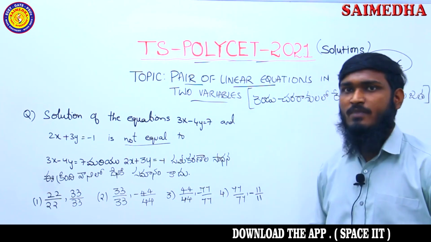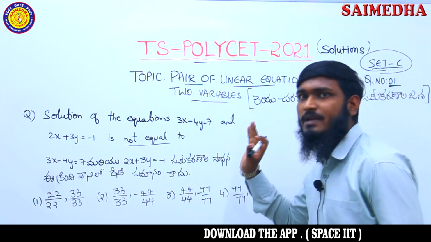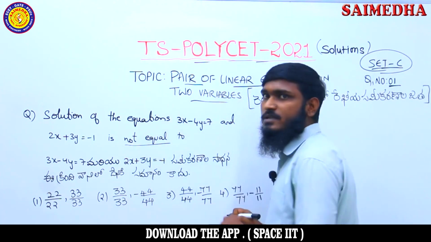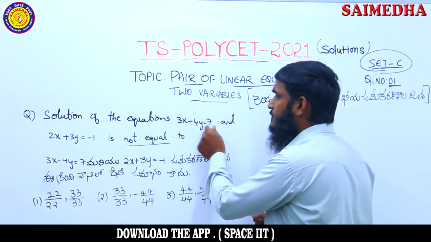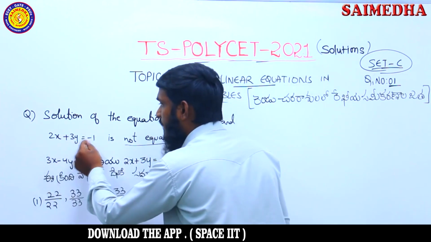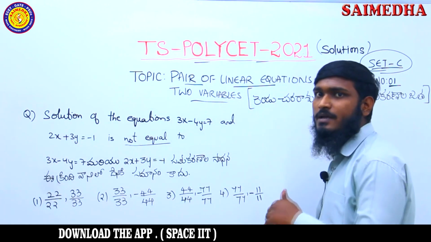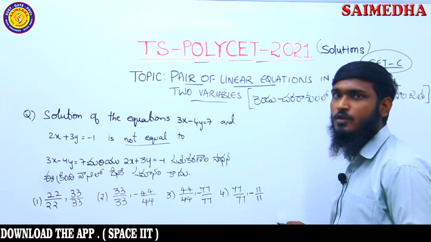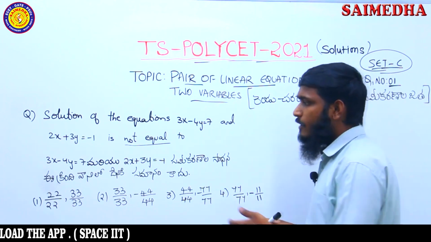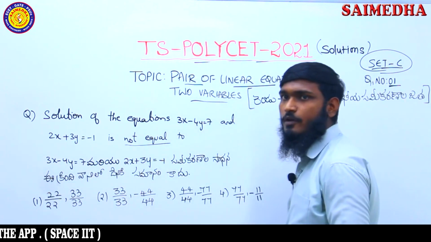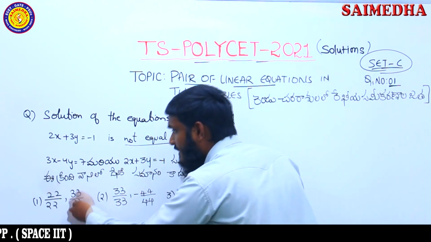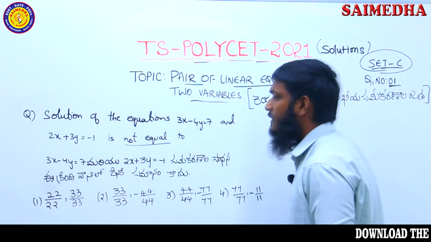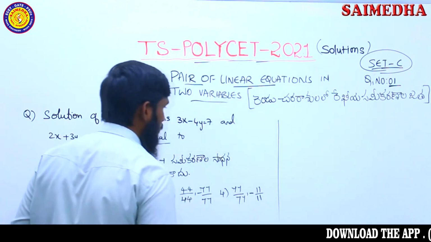So this is very simple. You can do this problem in two methods. Either you can solve these equations, 3x minus 4y is equals to 7 and 2x plus 3y is equals to minus 1, by substitution method, elimination method, or the cross multiplication method. Or else you can look at the options. We came to know that 22 by 22 comma 33 by 33 is option number 1.